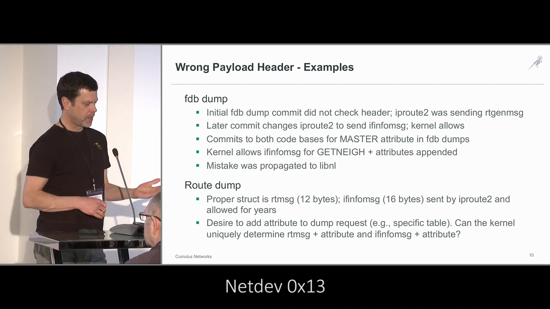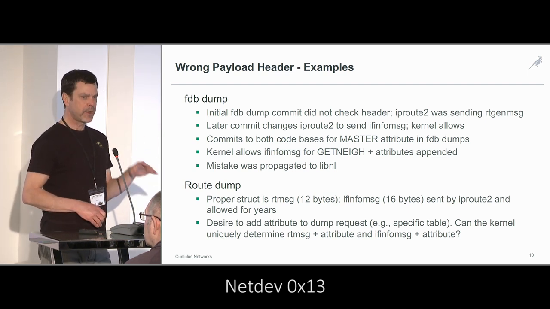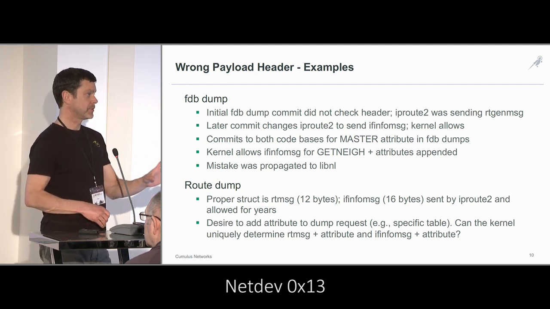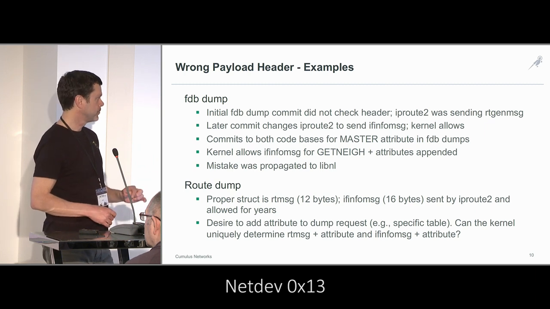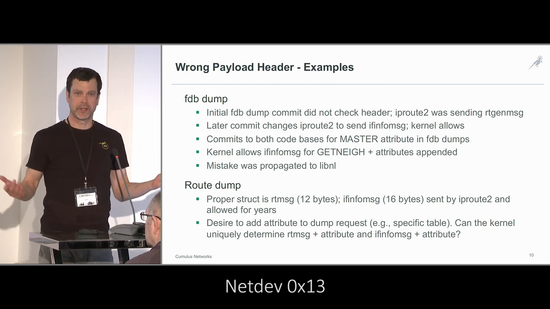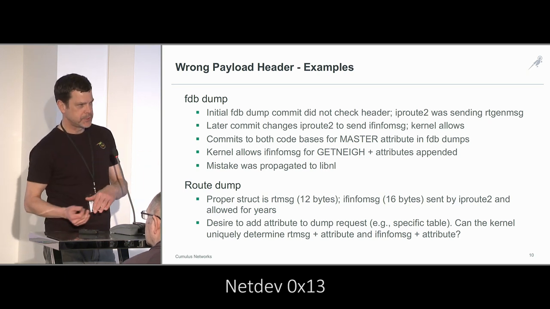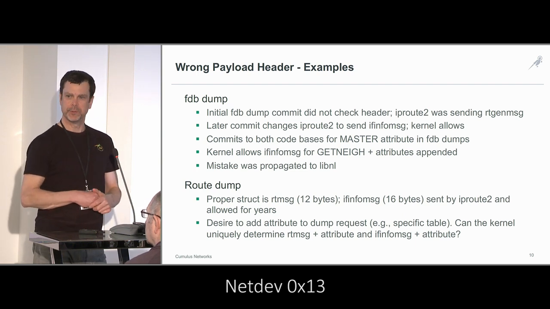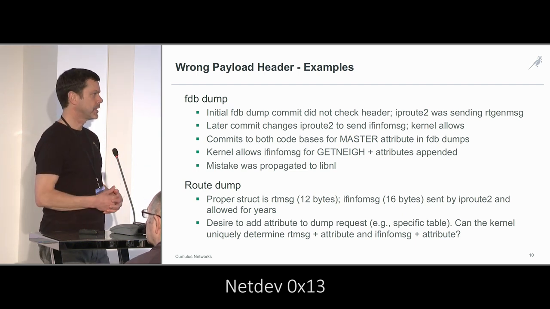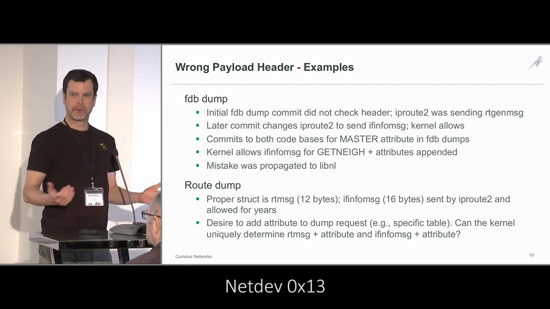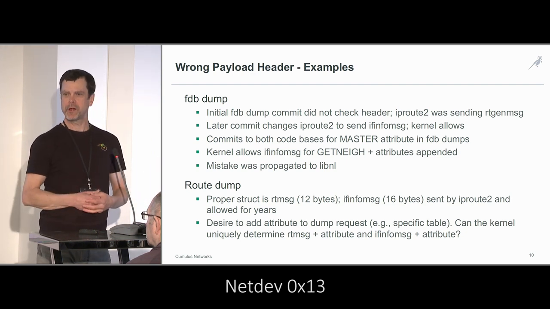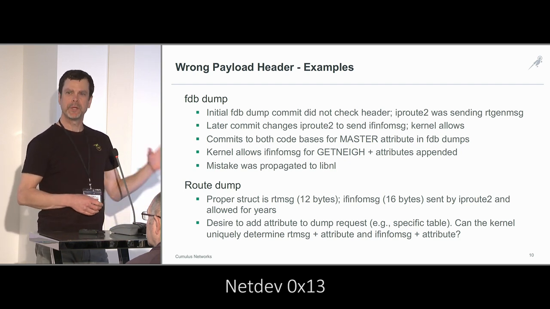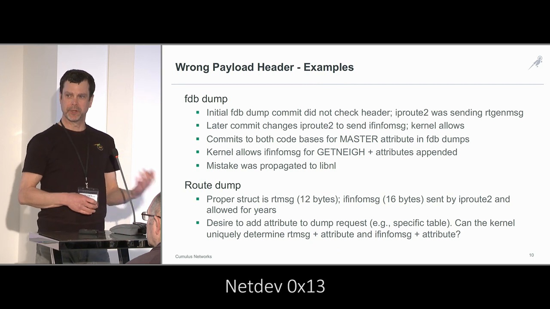So someone else comes along and says, I want to modify this FDB dump request to only send me the entries for a specific bridge or a specific bridge port. IP Route 2 was already sending the ifinfo message. That was then copied into the fdb.c for IP Route 2, and we added the master attribute to the end of that. Kernel happily accepted it. All the other dump handlers weren't affected, so hey, moving along, right? But all those other dump handlers were now being given a larger message than what should have been allowed.